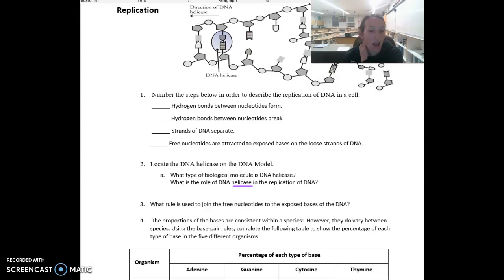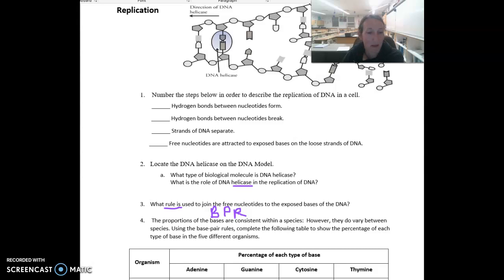Alright, number 3. What rule is used to join the free nucleotides to the exposed bases of DNA? Okay, so the rule is your base pairing rules. I'm going to put base pairing rules. That states that A goes with T and C goes with G. That's the name of the rules.